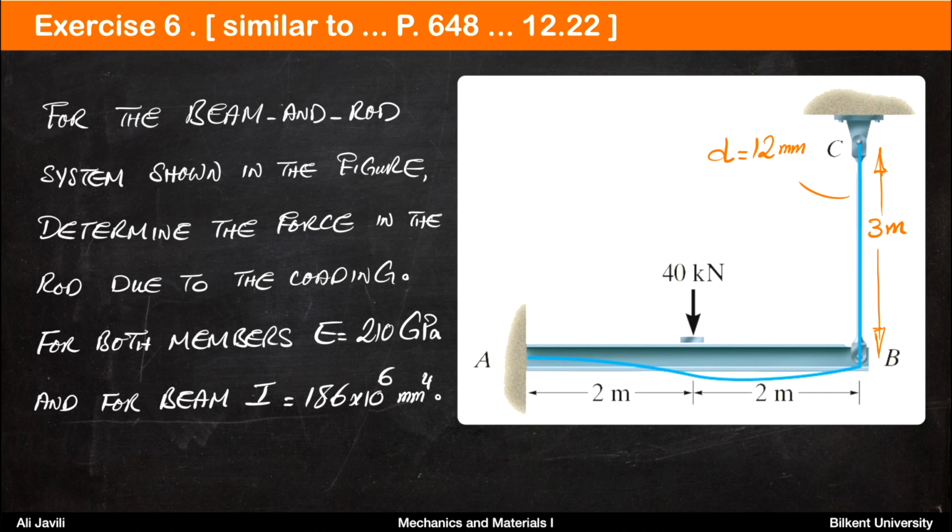So the system is composed of a cantilevered beam. It's a 4-meter beam with a force of 40 kilonewton downwards at the center. It is connected to a rod at the end, the rod BC, with the height 3 meters and the diameter 12 millimeters.